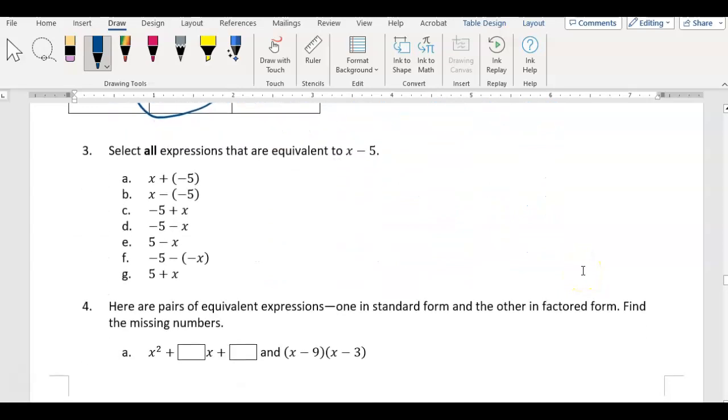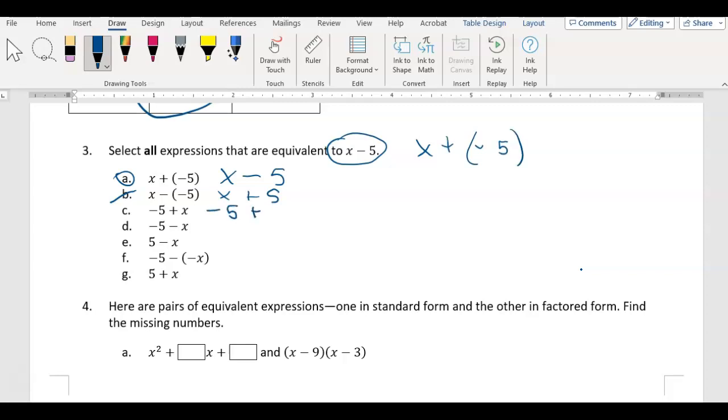Number 3 says select all expressions that are equivalent to x minus 5. So x plus a negative 5 is the same as x minus 5. X minus a negative 5 is the same as x plus 5, so that's not true. Negative 5 plus x. This can be written as x plus negative 5, which means the commutative property tells me I can rewrite this as negative 5 plus x. As long as the signs in front of our numbers or variables remain the same, that works. So this one does not work because that has a negative x, and in our equation the x is positive.